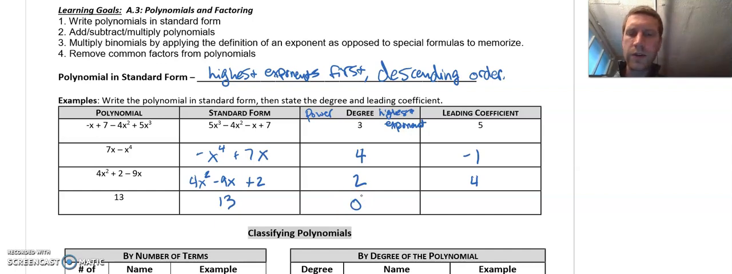And leading coefficient, so I think it would depend on who you ask. You could either say there is no leading coefficient because technically I would need a variable to have a coefficient, or you might call it 13 if you think of it as 13x to the 0. So I would just double check, if you're not in my class and you're watching this, just double check what your teacher would say on that.